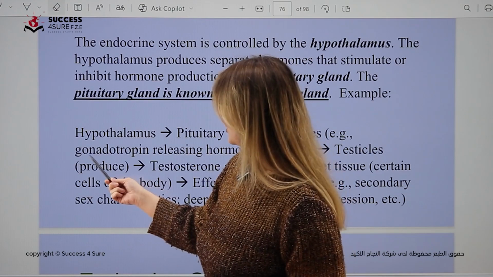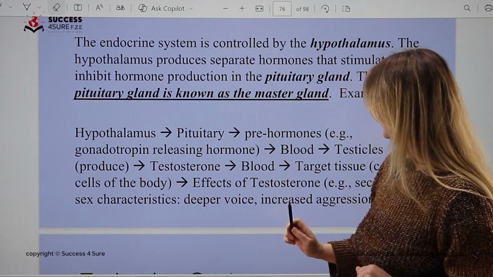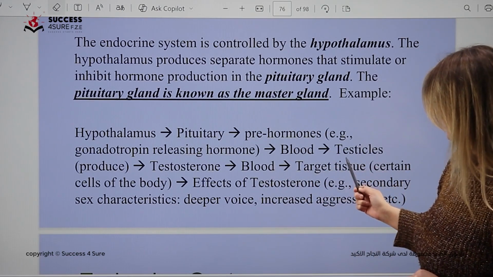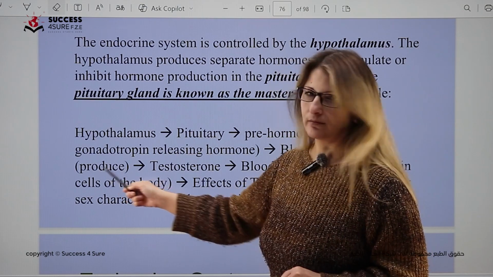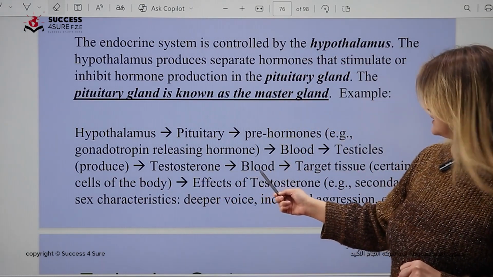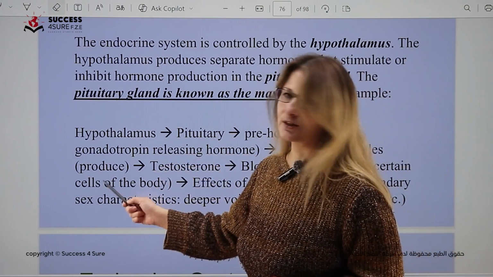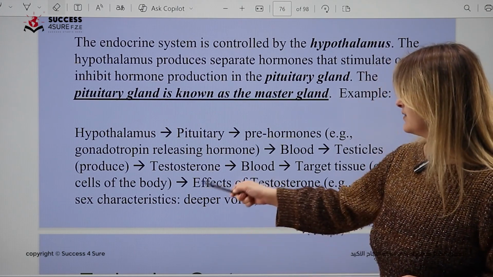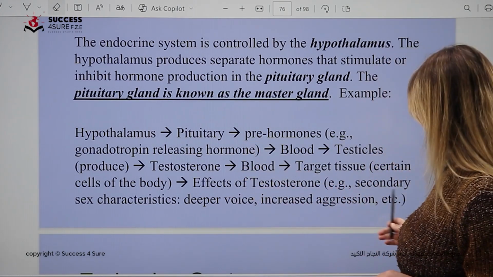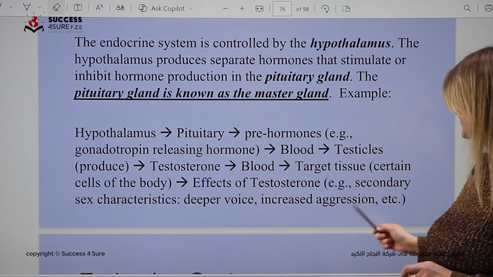Produces prehormones like gonadotropin, which is a releasing hormone, okay? And then it flows in the blood to the testicles, okay? And then we have the testosterone. Again, it is released in the blood, and then it goes to the target tissue, which is a certain cell of the body. And then it causes what? Effects of the testosterone, like the secondary sex characteristics, deeper voice, increased aggression, and so forth.